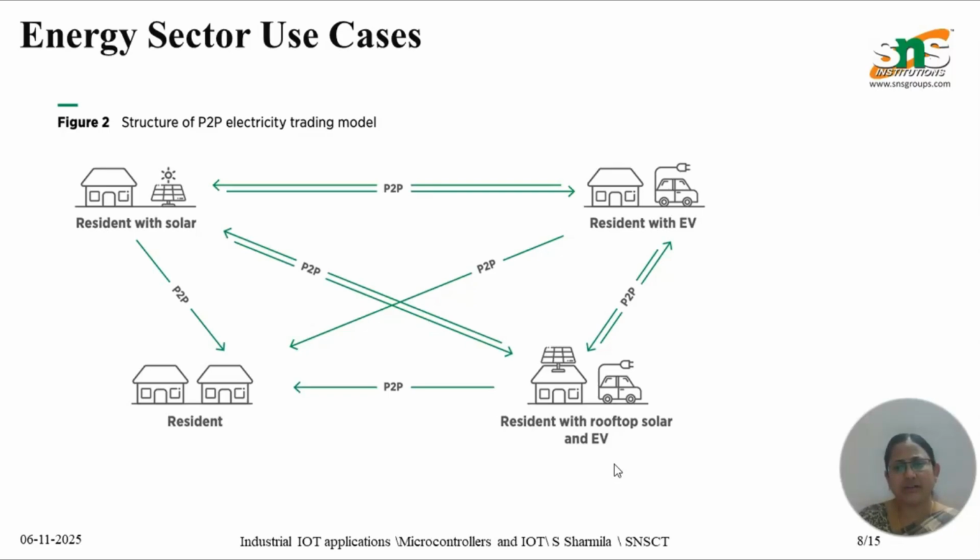In the energy domain, IIoT plays a critical role in smart grid automation, real-time energy consumption monitoring, renewable energy management, predictive maintenance of transformers, turbines and distribution systems, and remote monitoring of solar and wind farms. This leads to reduced losses, optimized energy distribution and enhanced system reliability. So the energy sector reduces unwanted losses and improves energy efficiency.